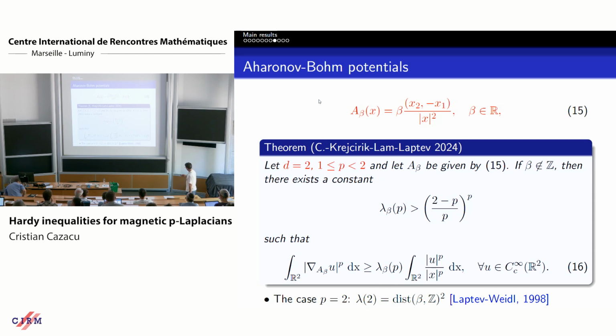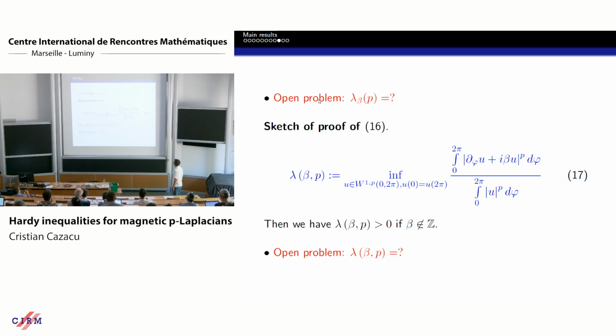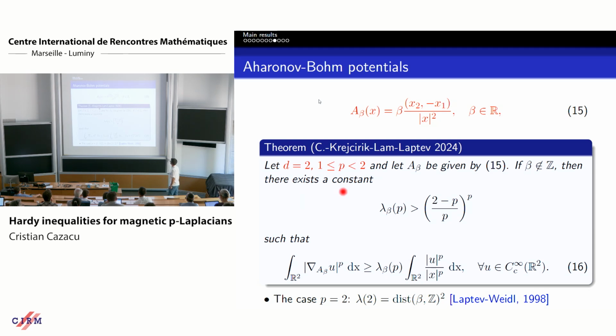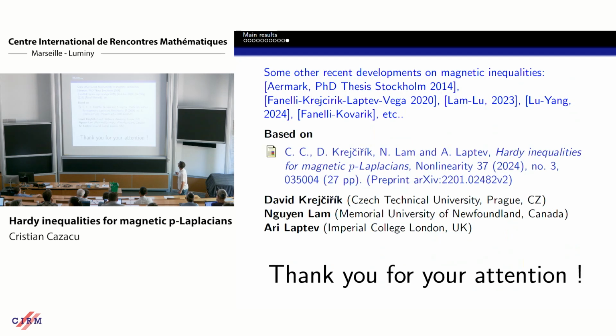But the problem is that we don't have a control for this constant. Our constant is related to this minimization problem, which is very easy to compute when p is equal to 2, but when p is less than 2, we are not able so far to determine explicitly how much this constant is. So this is also an open problem. Although we get an improvement in the inequality, we don't have a control for this improvement. Okay. Thank you.